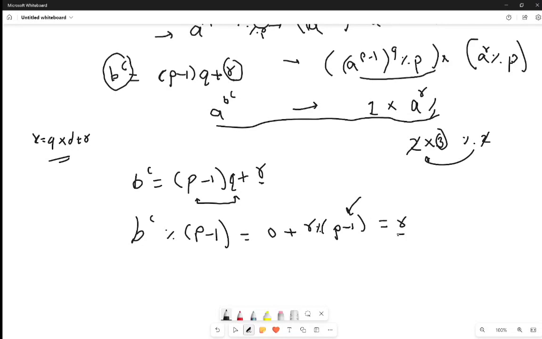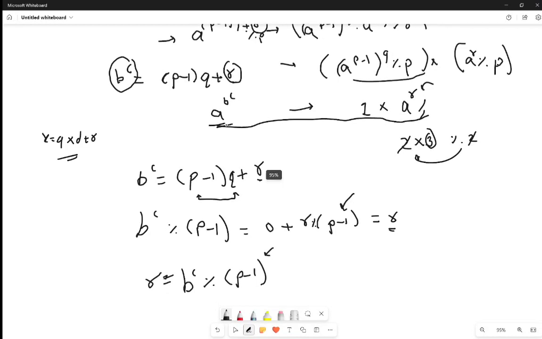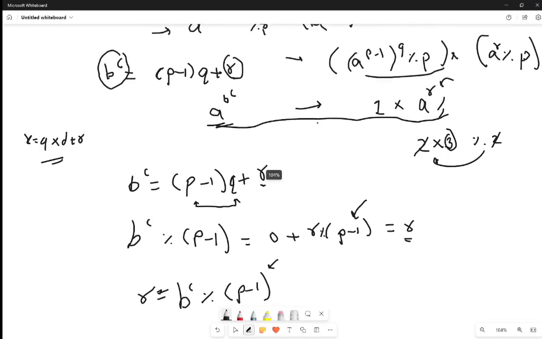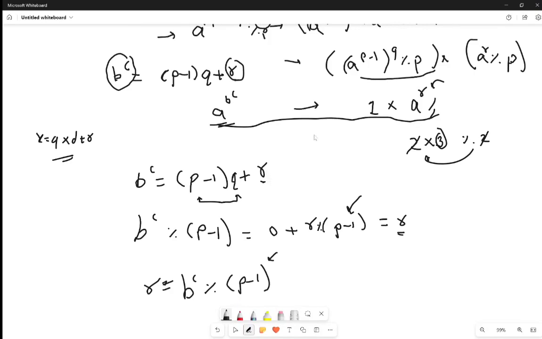So what is our r? R is nothing but b to the power c modulo p minus 1. So now we know the value of r. We can calculate b to the power c modulo p minus 1, put that value into r and then calculate a to the power r. So this is the overall conclusion. I will show you the code.